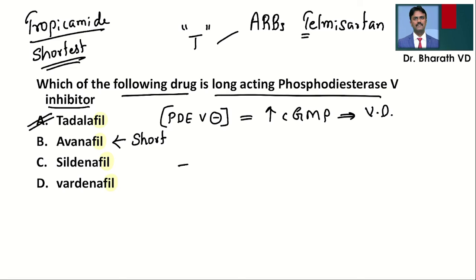Never give phosphodiesterase 5 inhibitors with nitrates. I have told you repeatedly. So if you combine them, there is severe hypotension. A severe fall in BP can happen.